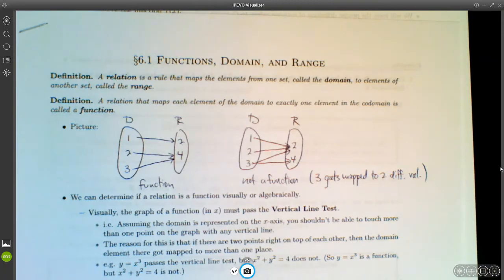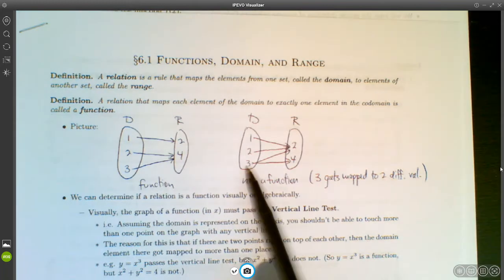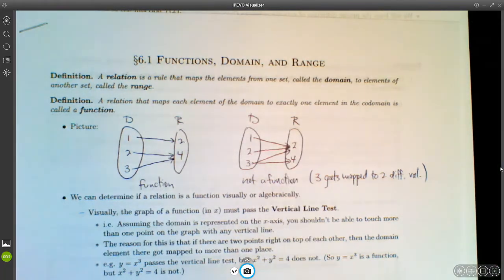Okay? So that's the one and only rule, right? A relation is just a rule that takes elements from one set called the domain and maps them to elements in another set called the range. A function is a specific kind of relation, right? It's a relation where each element in the domain gets mapped to only one element of the range. So you don't have any elements of the domain getting mapped to two different places.